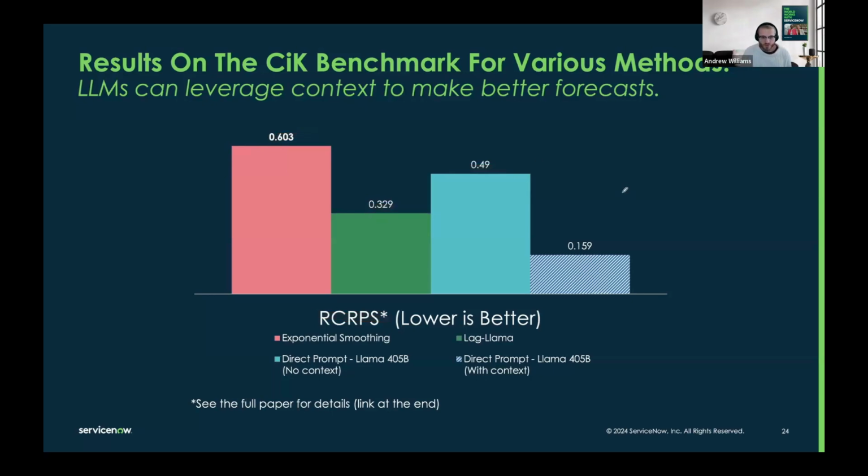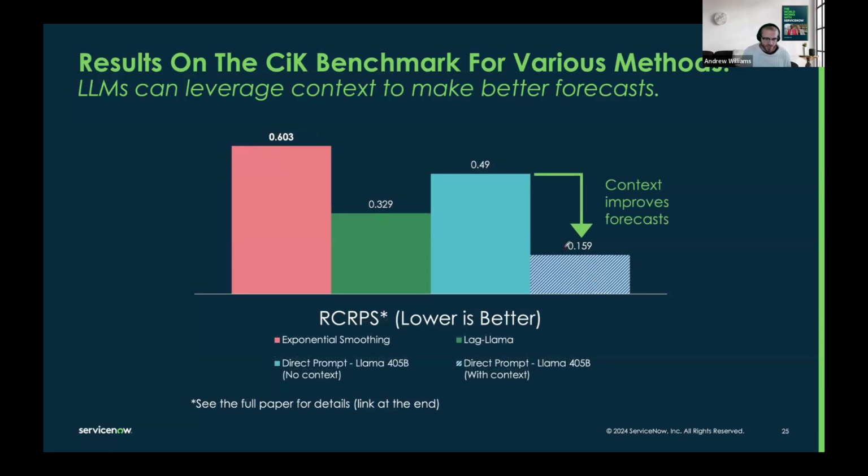And then finally, what we see is that when we add the context to this direct prompt model, the performance drastically improves. It's better than lag-llama. It's better than exponential smoothing. And this is really what we want from the KIC benchmark. And so we really see that context is what is driving the improvement in performance here. And you can find more extensive evaluation results in the paper.